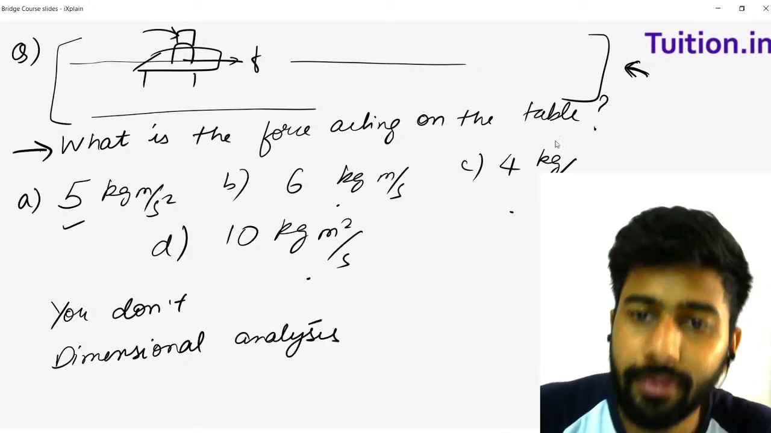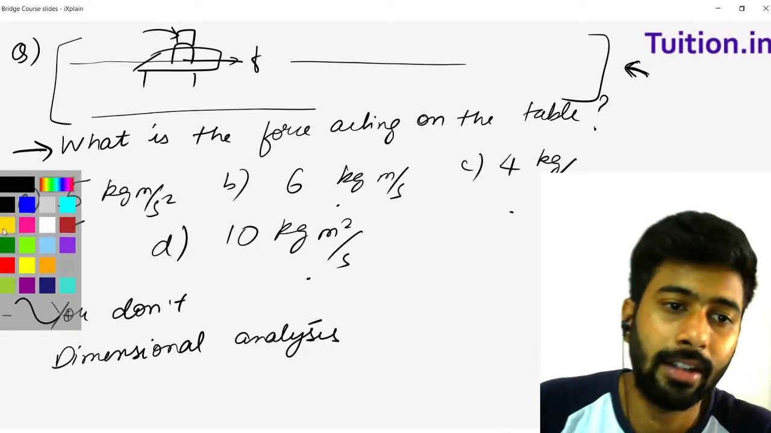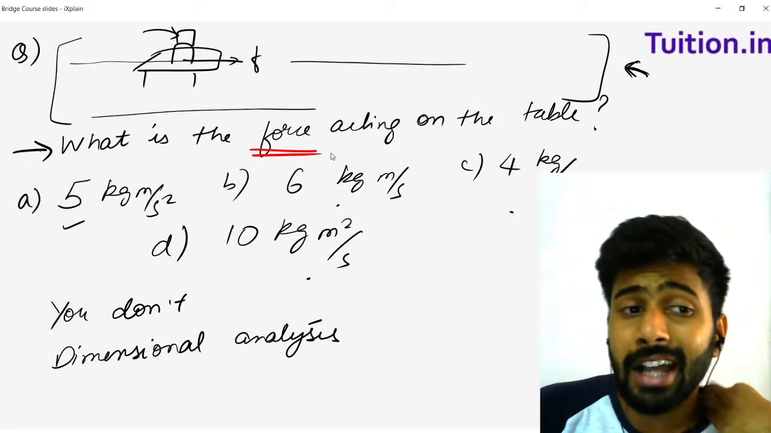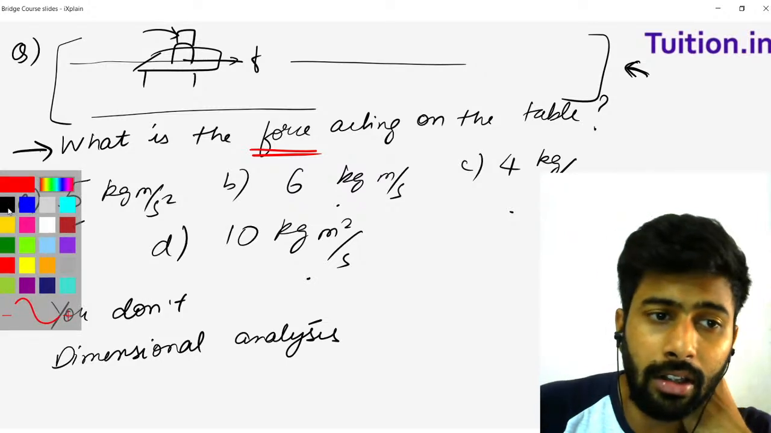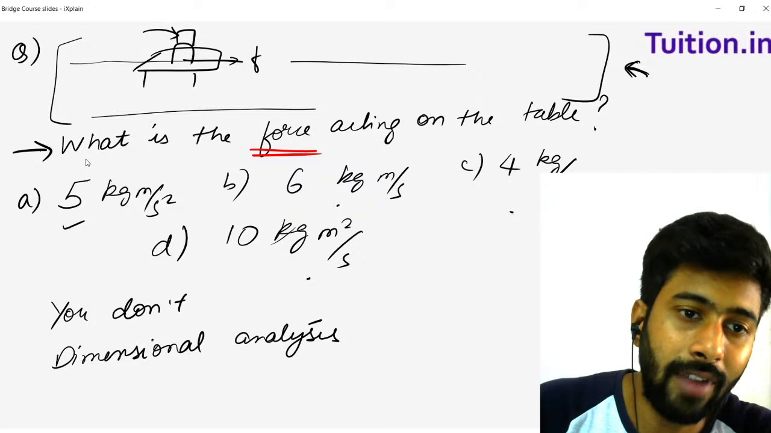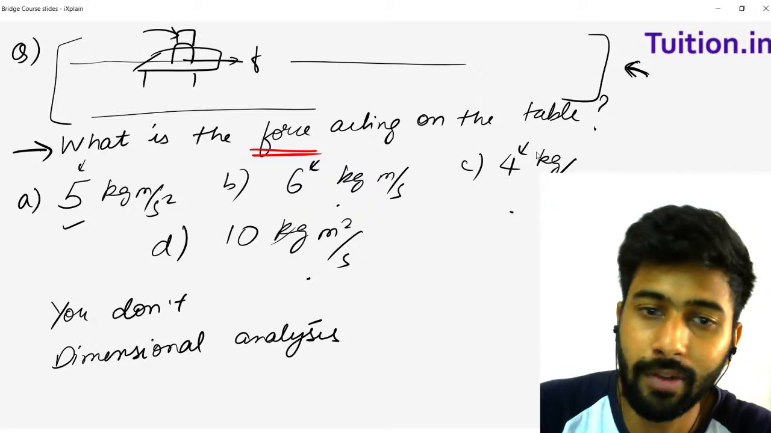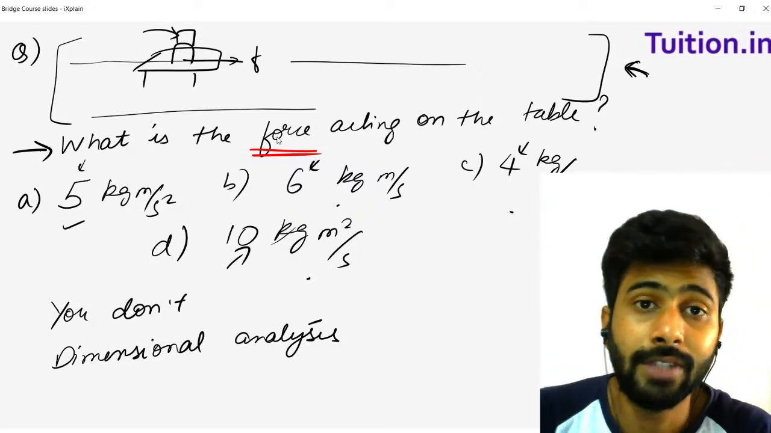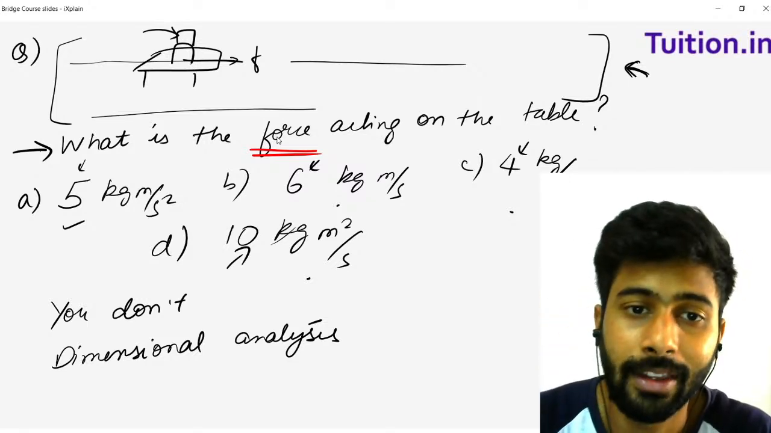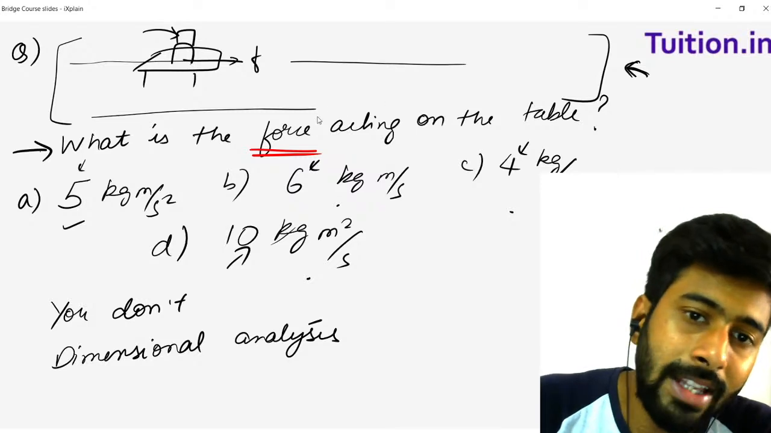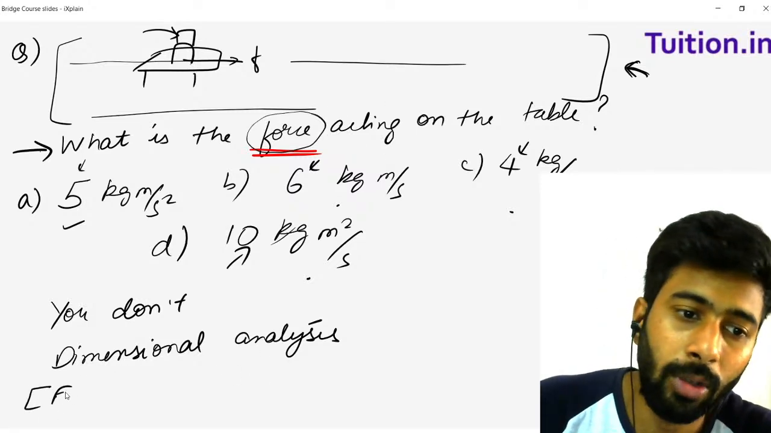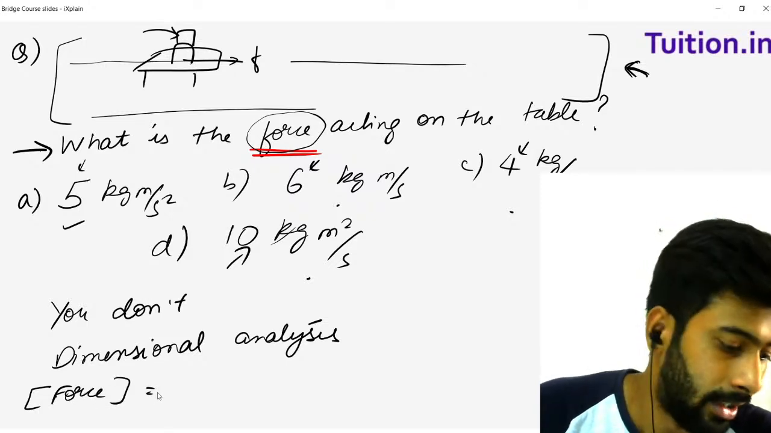So whenever something like this is asked, what's being asked here is, what is the force acting on the table? That means I have to choose an option which represents force, first of all. Whether it's 5, 6, 4, or 10, that's secondary. But first we have to see whether the option that I'm choosing is indeed force or not, right? So to know whether it's force or not, I need to know the dimensions of force. What are the dimensions of force?